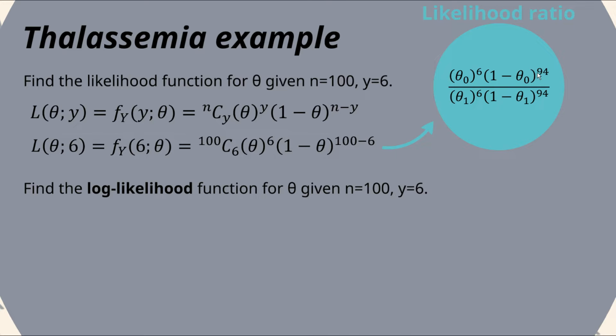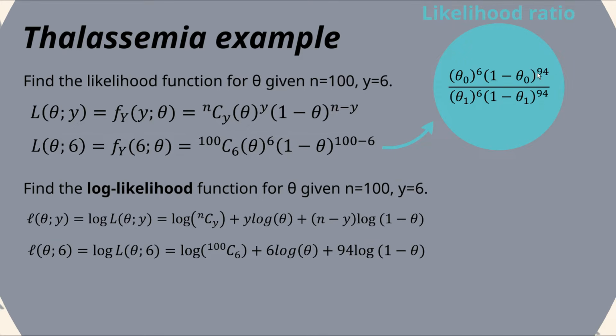Now to find the log likelihood function, we're just going to take the log of this function up here. So it's the log of 100C6 plus the log of theta to the power of y, and that y is going to come out the front. Hopefully you're familiar enough with your log laws. So we've got 6 log theta and 94 log 1 minus theta.